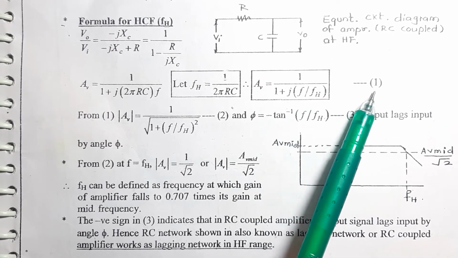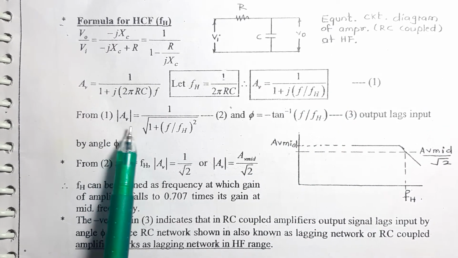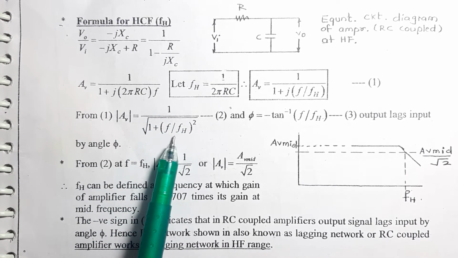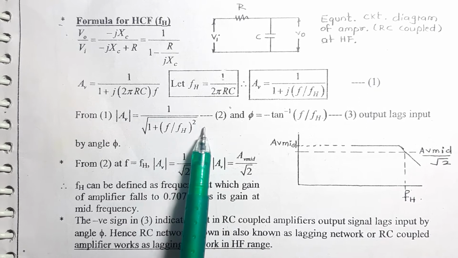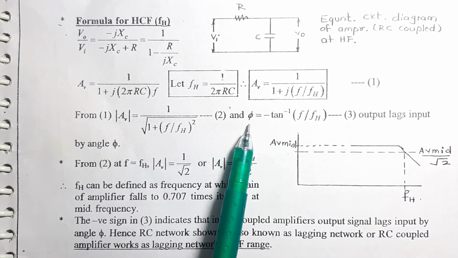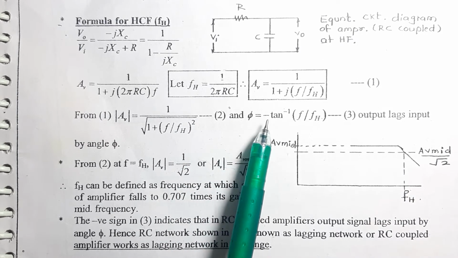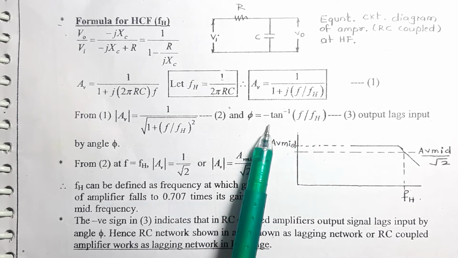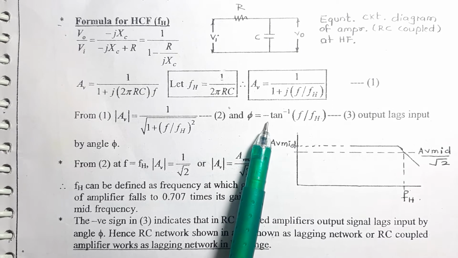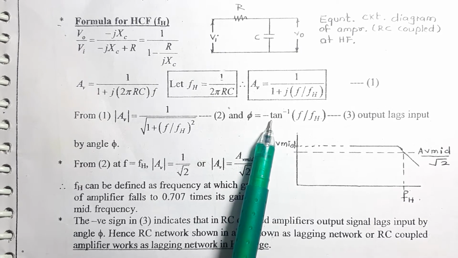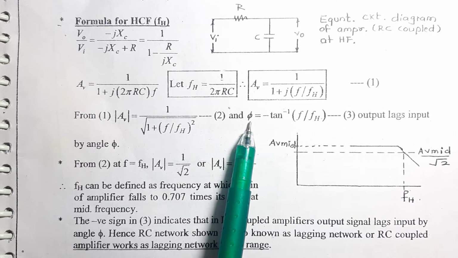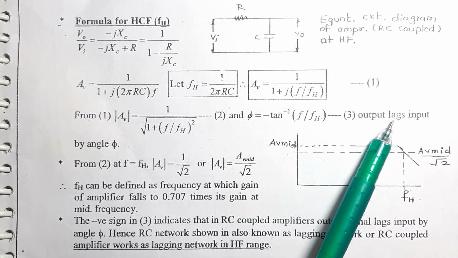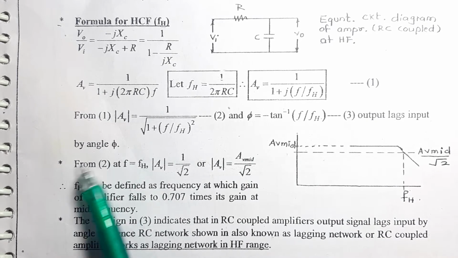Now from equation 1 over here, can we say that your AV is equals to 1 upon under root of 1 plus (F by FH) whole square. So this becomes equation number 2, and your phi is nothing but the angle which is equals to minus of tan inverse F by FH. Now if you look carefully, we have a minus sign over here. If there is a minus sign, that means the angle lags the output equation. So over here the output lags your input by an angle phi over here.